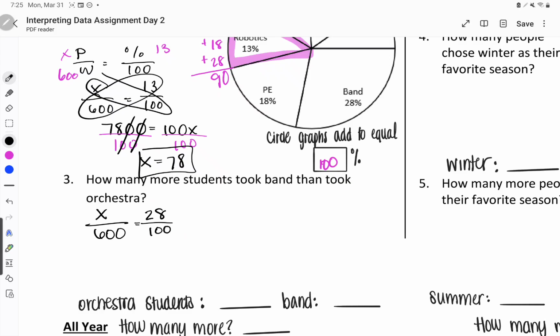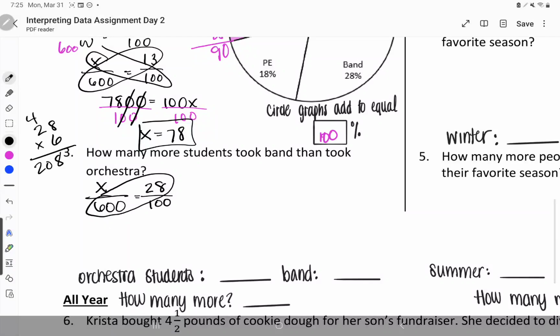I start with 600 times 28. And what is 600 times 28? Well, 28 times 6 gives me 208.